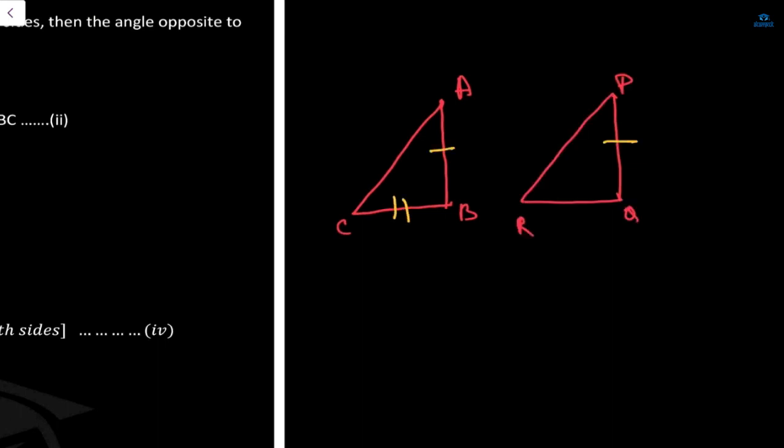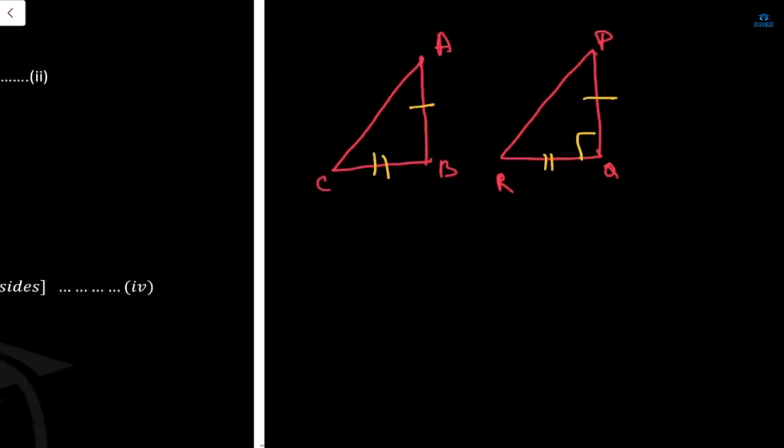We are drawing this equal to this, and this is equal to 90 degrees. In triangle ABC, we need to prove that angle B is 90 degrees. But in the figure, we have already constructed another right angle triangle in such a way that PQ is equal to AB and QR is equal to BC.